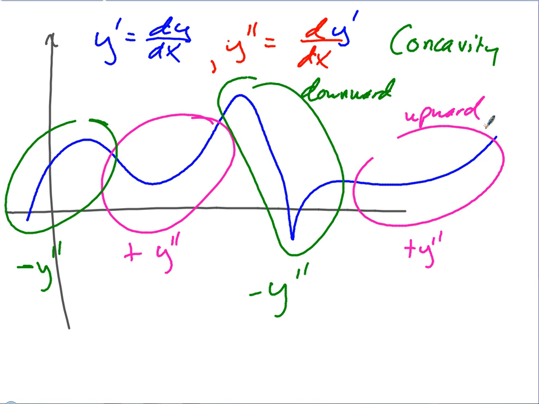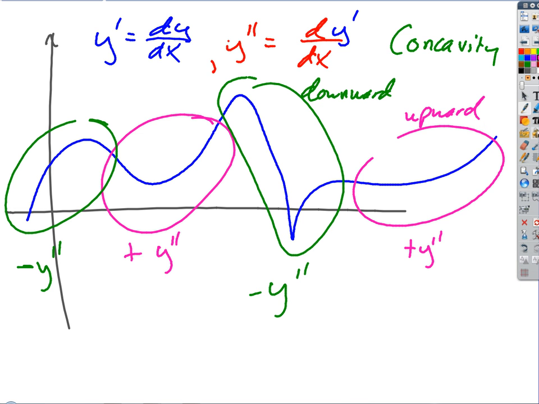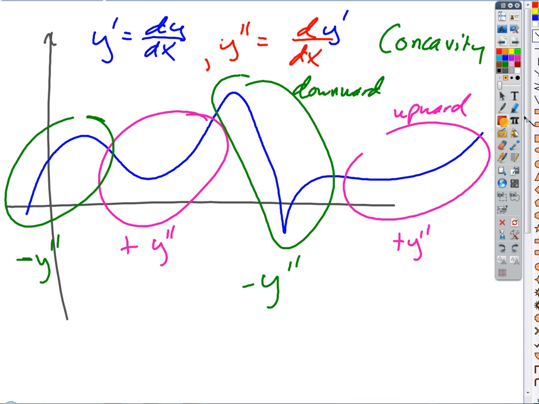Look where a tangent line sits relative to the curve. Okay, so if I were to draw some tangent lines in the pink areas where we're concave up, where would those tangent lines sit relative to the curve? They're underneath. Good. So the curve is sitting on the tangent line when it's concave up.